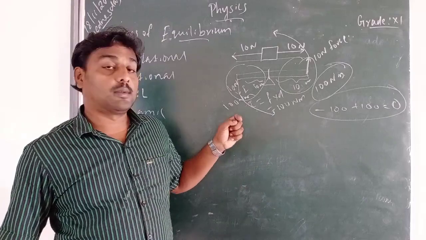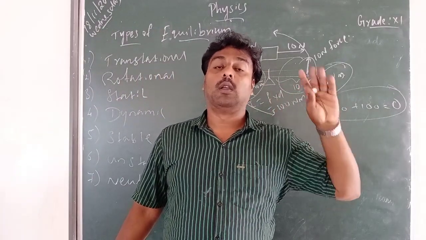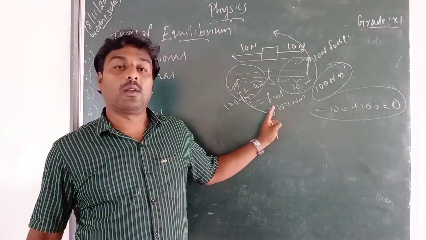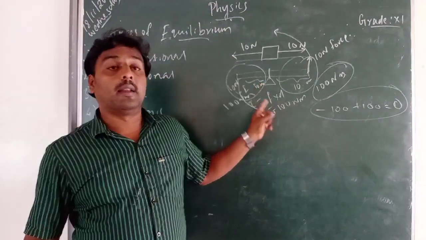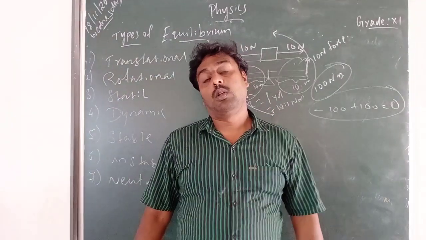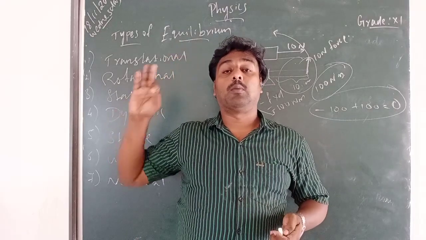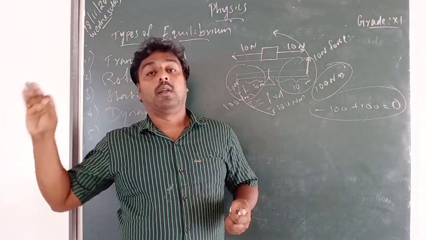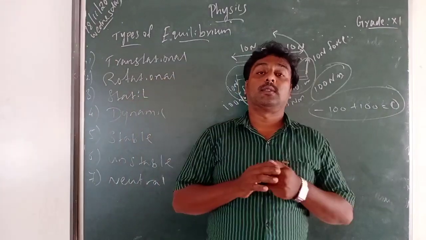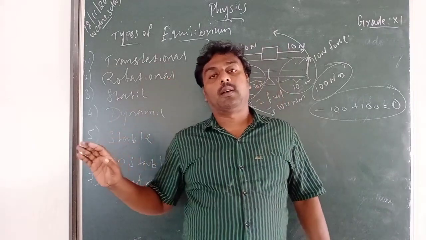The forces act on both sides of the seesaw, and the net force is 0, net torque also 0. You can find the net force like this and the net torque by using the formula torque is equal to F into D. So linear momentum and angular momentum are constant, and net force and net torque are 0. That is static equilibrium. Dynamic equilibrium is also the same state.